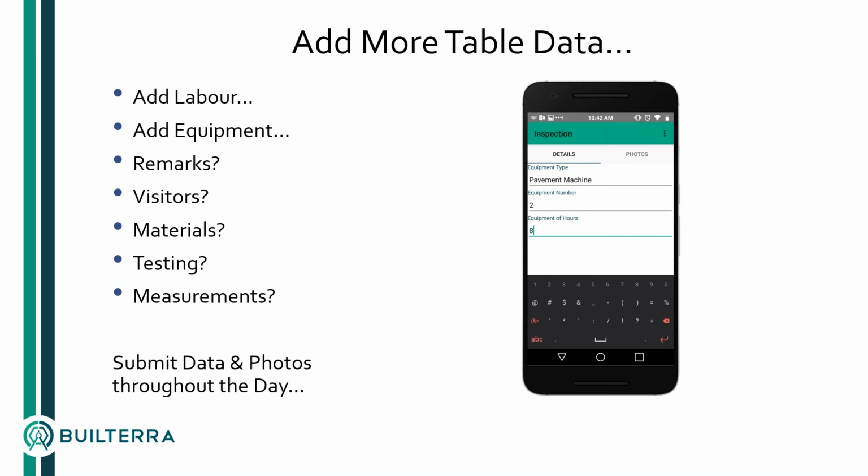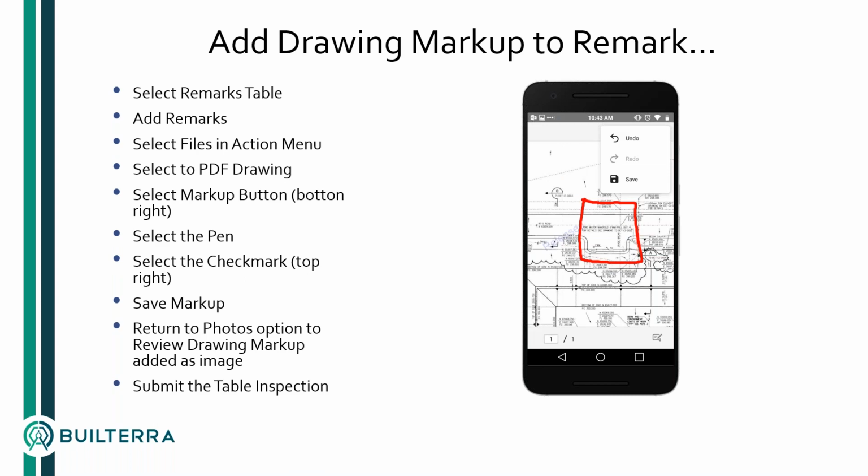You go through and put your equipment type. You can take pictures at any time, so you can put all your equipment in. You can do a remark. So it's always good to have a little drawing markup if you wanted to add a remark and then add a photo. So these are things that you can do at the same time.